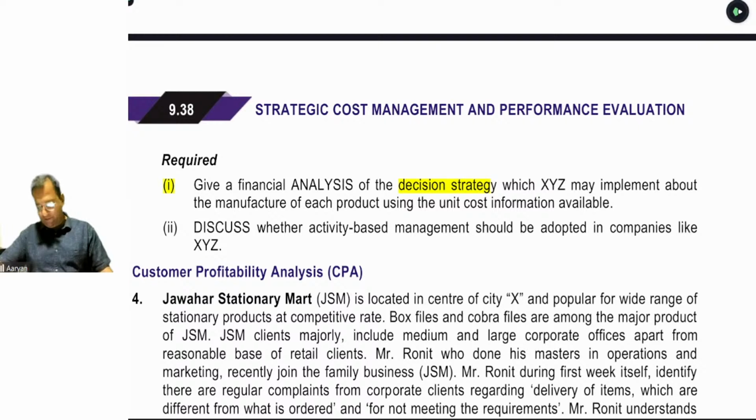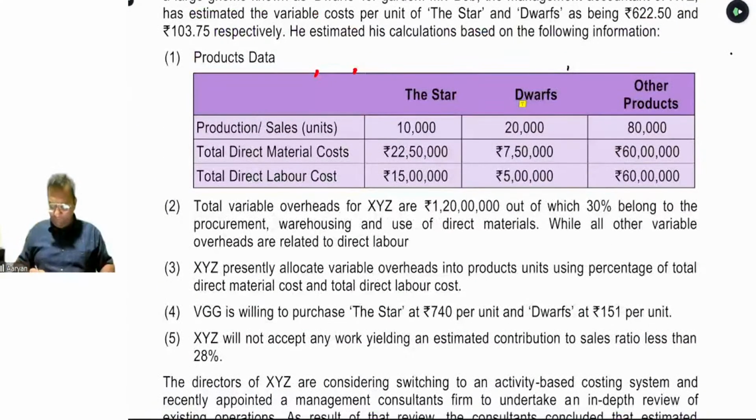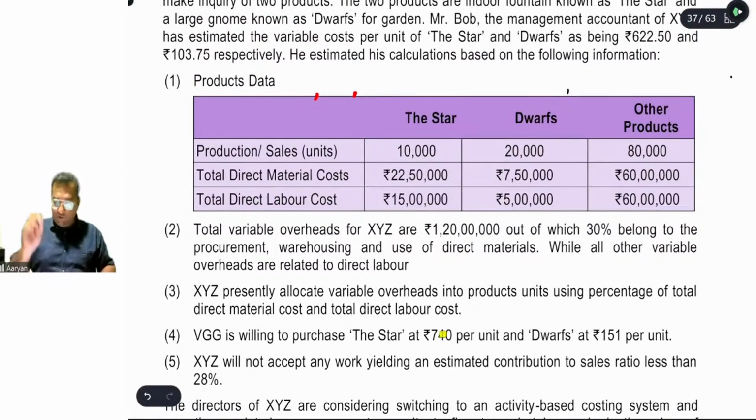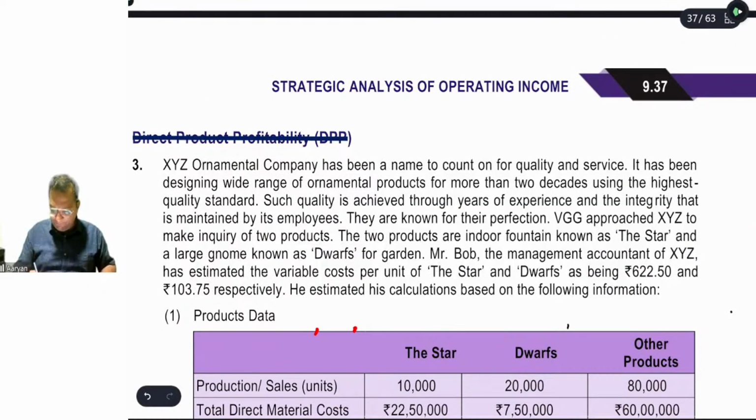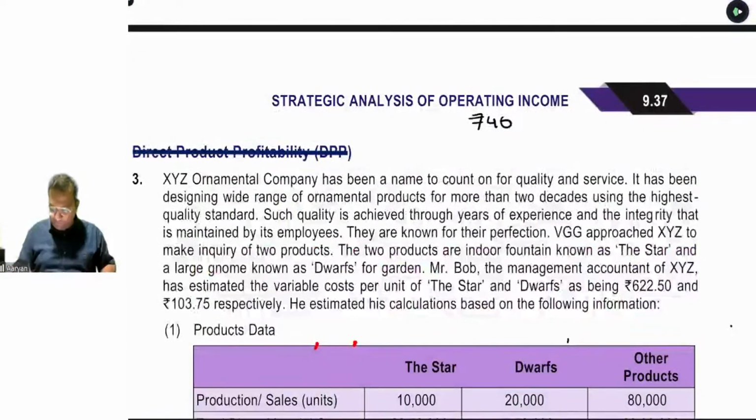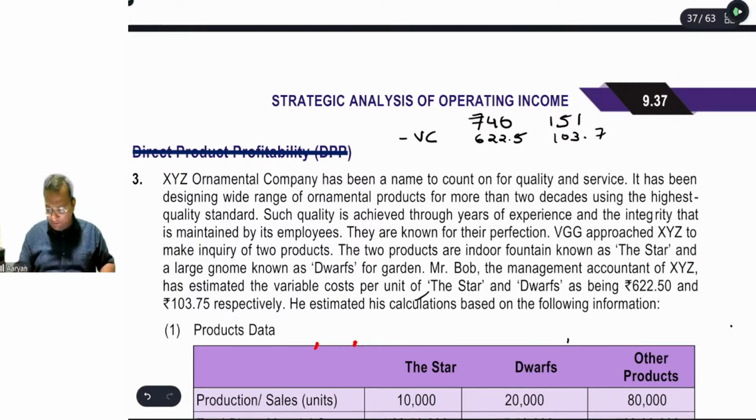ओके, गीता पटेल सही आंसर है बेटा, बिल्कुल आपका, वेरी गुड। रश्मि कामत बिल्कुल सही आंसर है। देखिए बेटा, बहुत सिंपल सा सॉल्यूशन था इसका। The sale price has been given to you. The sale price is 740 and 151, and variable cost is also given to you. So 740 is the sale price and 151 is the sale price. They already computed the variable cost under the existing method. You don't have to make any calculation. It is directly given to you, 622.5 and 103.75.